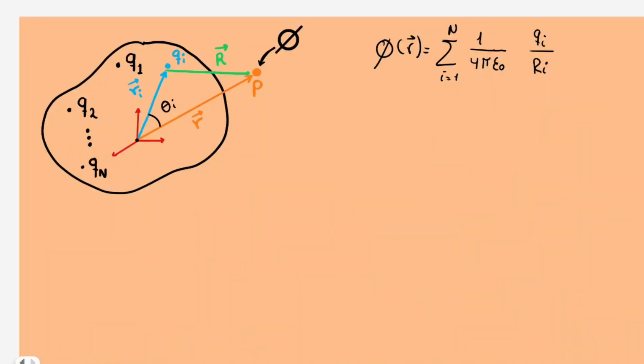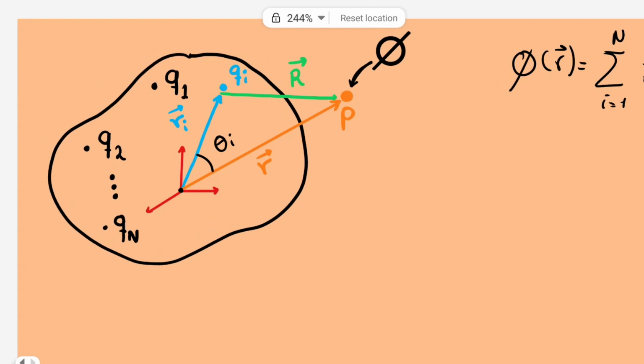Today we want to talk about a very important concept in electrostatics. That concept is electric multipoles. The first question we need to ask is what happens when we have a lot of electric charges in a certain distribution, like the one I have drawn here.